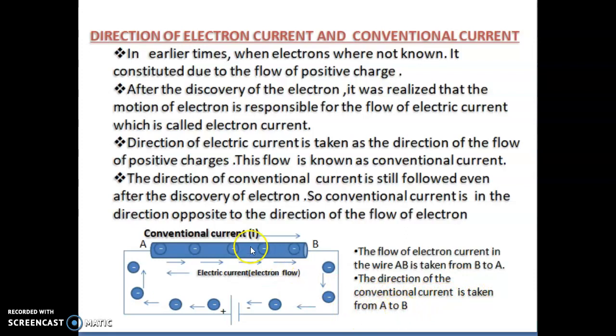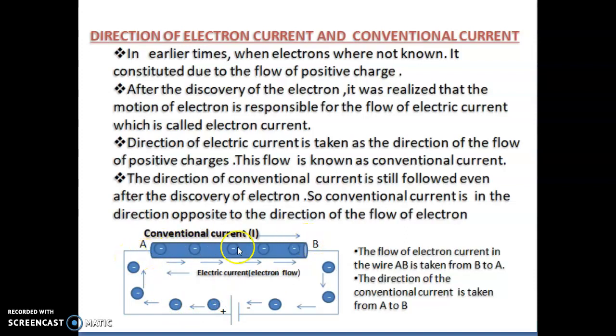Now the direction of an electron current, that is electric current, it is nothing but the electron flow. You know that electrons have a negative charge, so they will be attracted towards a positive charge. So the flow of electron current is from B to A.